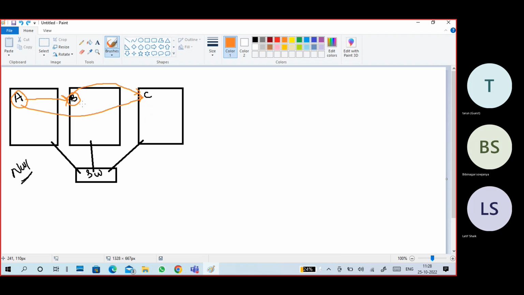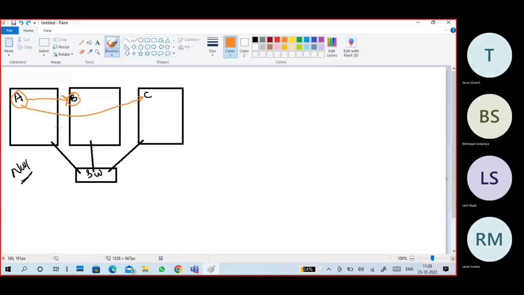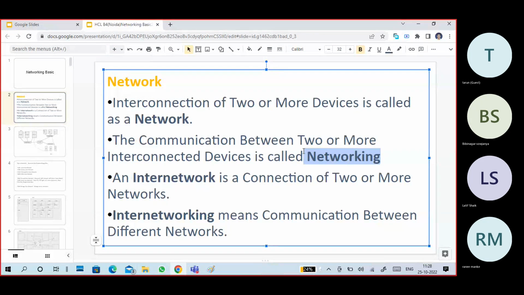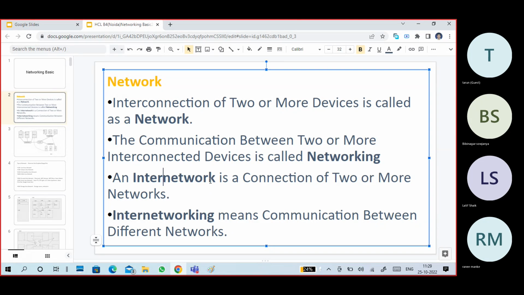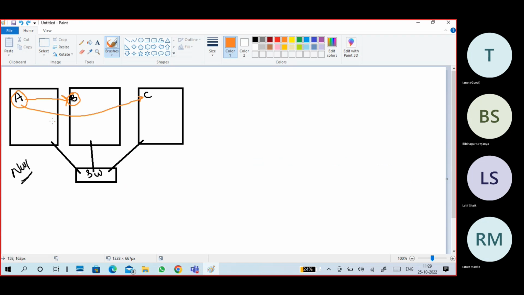So interconnection of two or more devices is a network, and communication between interconnected devices is called networking. What is networking? Communication between interconnected devices. If you feel confusion, then I will tell you very simply, guys.